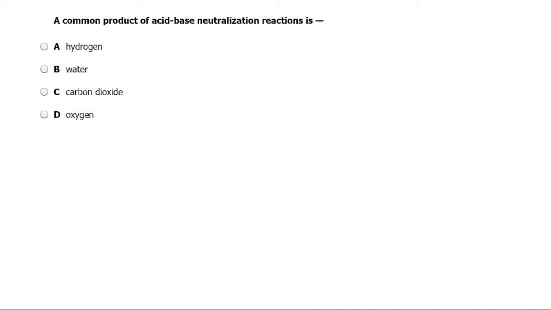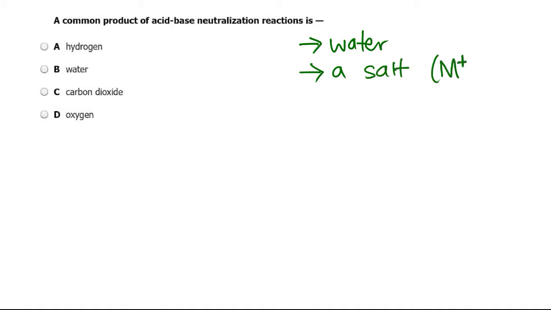A common product of acid-base neutralization. Acid-base neutralizations always produce two things. One thing it produces is water. The other thing it produces is a salt, which is basically a metal and a non-metal combined. That should be a negative sign. Let's take a look at an acid-base reaction example. This is a very generic example: you have some hydrochloric acid, aqueous.